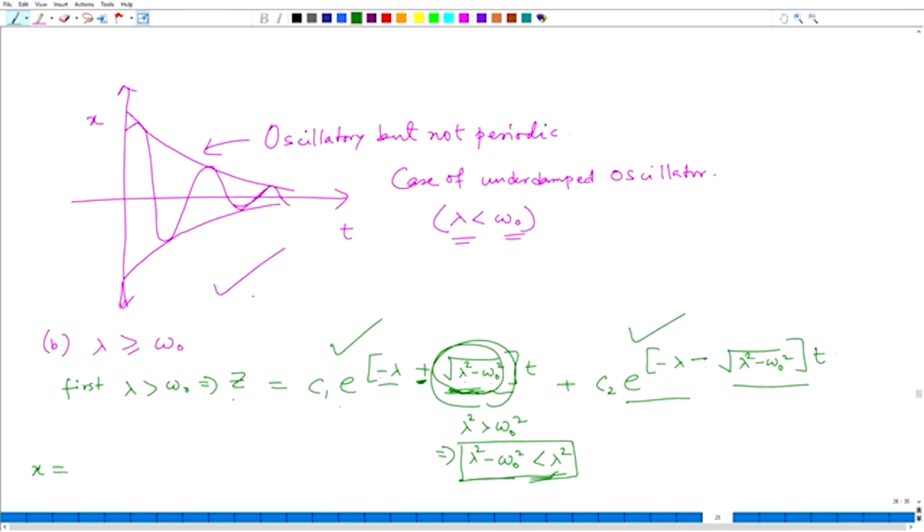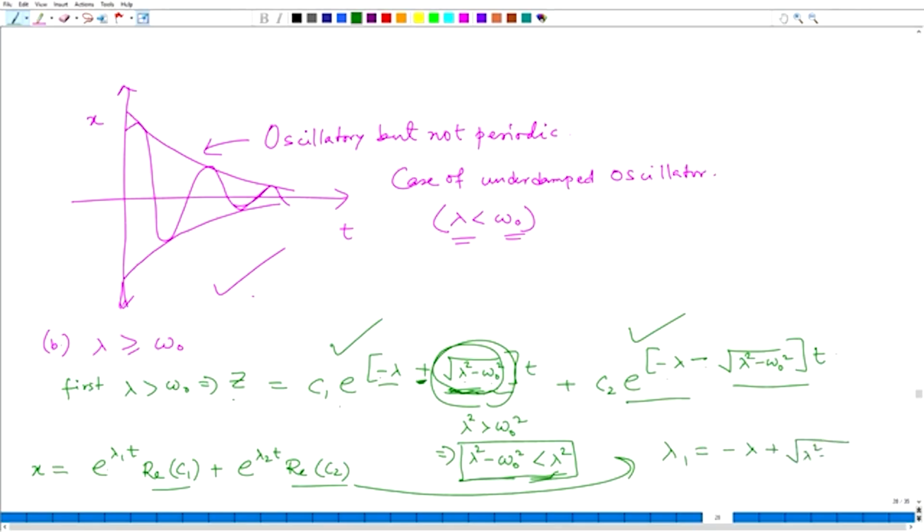x will simply be e to the lambda 1 t times Re c 1 plus e to the lambda 2 t times Re c 2. This is the real part of c 1 and c 2. And what are lambda 1 and lambda 2? Lambda 1 will be equal to minus lambda plus root over lambda square minus omega 0 square, and lambda 2 is equal to minus lambda minus root over lambda square minus omega 0 square.